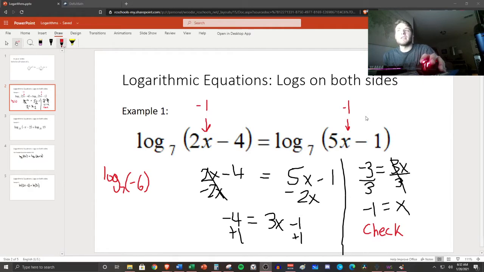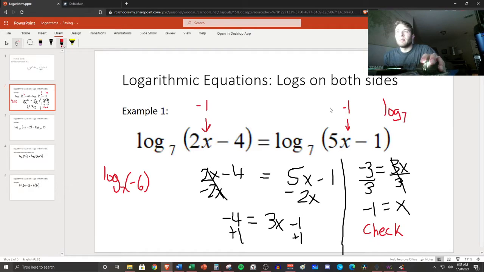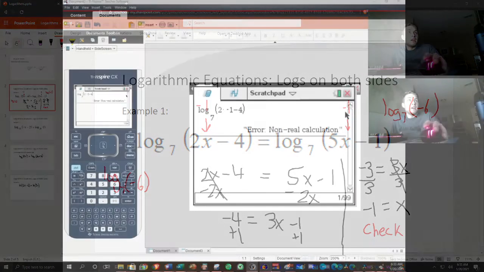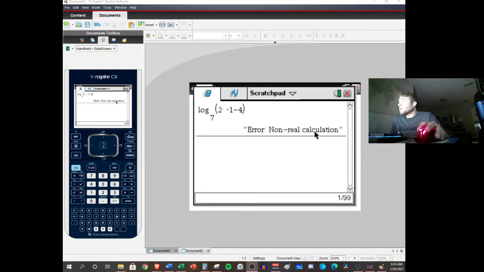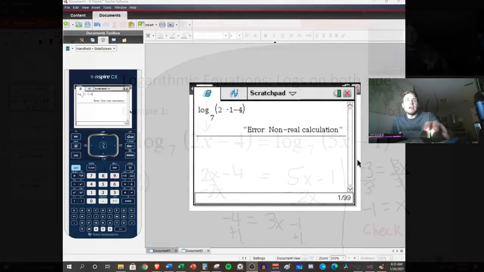And we'll notice on the other side that if we do log base 7, we plug in a -1, we also get -6. And we assume, now that they look the same on both sides, that they're going to be equal, right? But as soon as we plug in either of these, going back over here, it's going to be a non-real calculation. So let's explain why that's happening, okay?